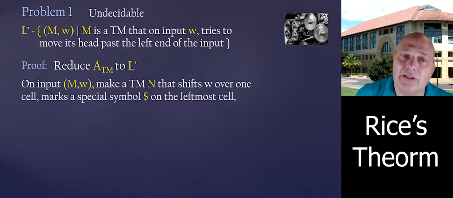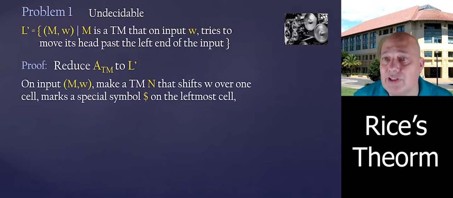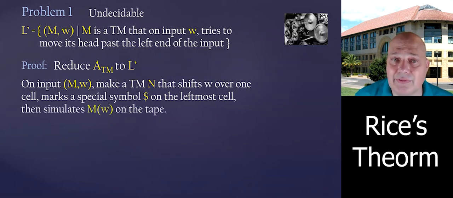cell. So what N would try to do is simulate the run of M and observe if it is trying to move beyond the leftmost cell. And then it simulates M of W on the tape. So the reduction will take M, W to N, W. So what do we want to show? We want to show that if M, W is in ATM, then N, W is in L prime and vice versa.